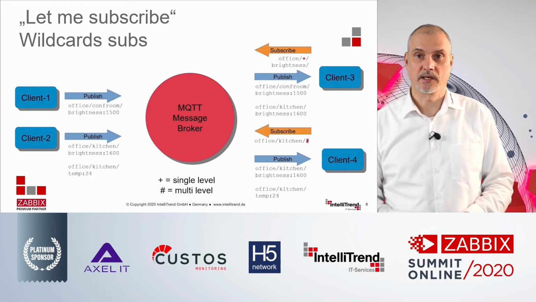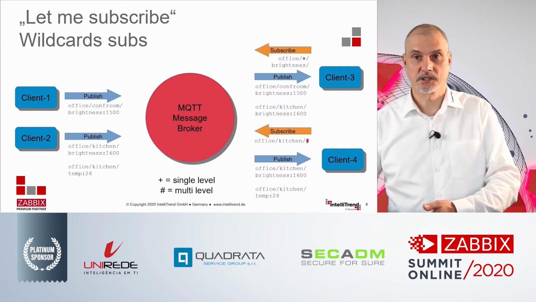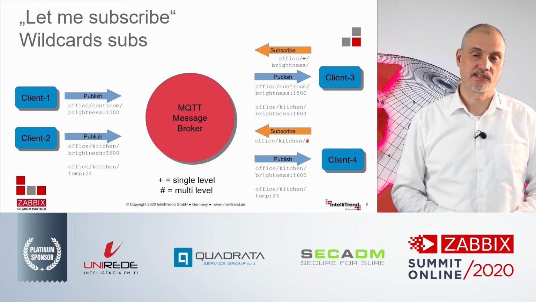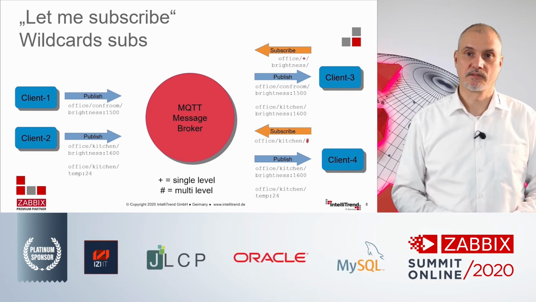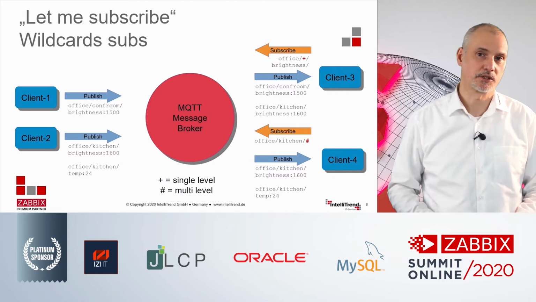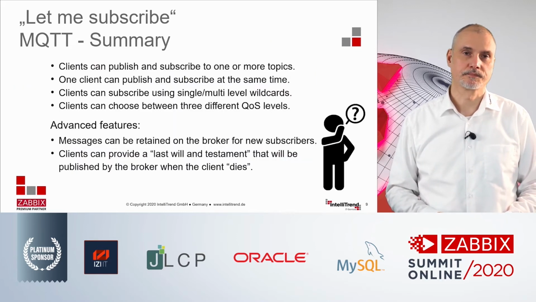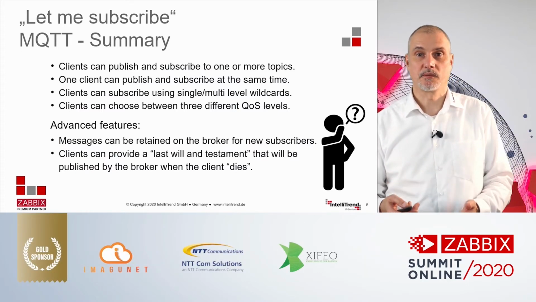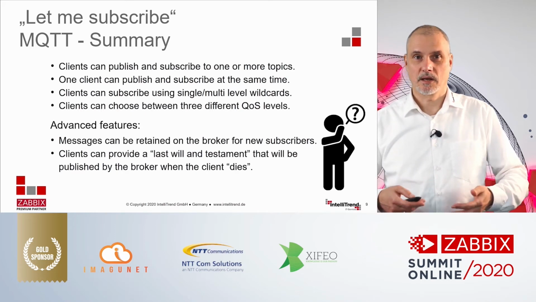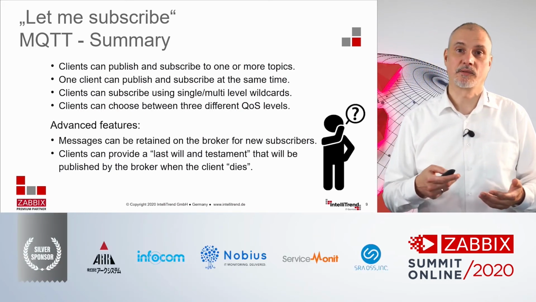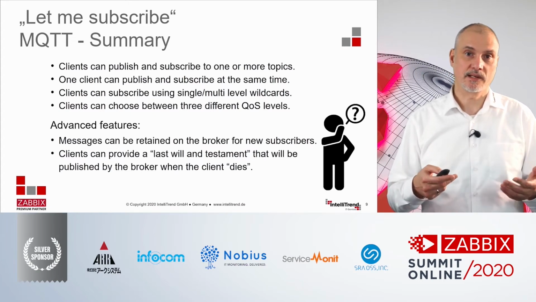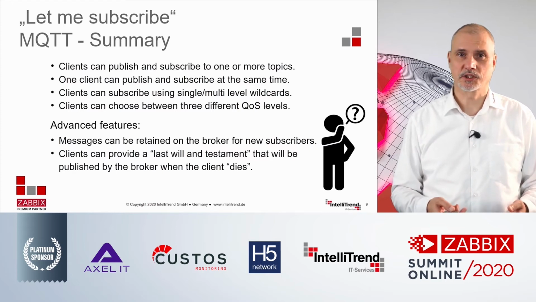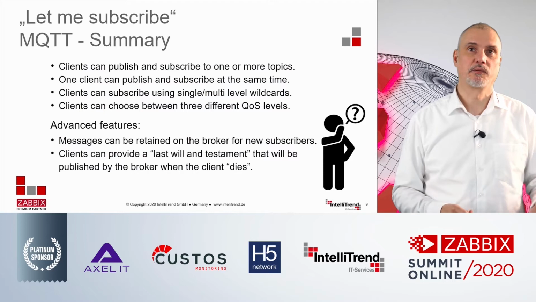So you see an example in client number 4. Office kitchen /pound means anything that is being sent to Office Kitchen will be consumed by this client. So in this case, it will receive the data for Office Kitchen brightness and Office Kitchen temperature, for example. So to sum up what we have seen so far, clients can publish and subscribe to one or more topics at the same time. One client can publish and subscribe at the same time, and clients can subscribe using multi and single level wildcards. Also, clients can choose between different quality of service levels.